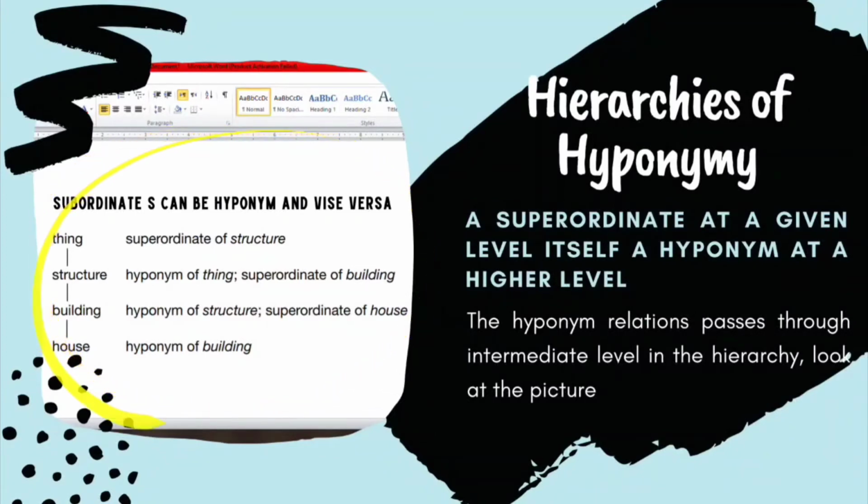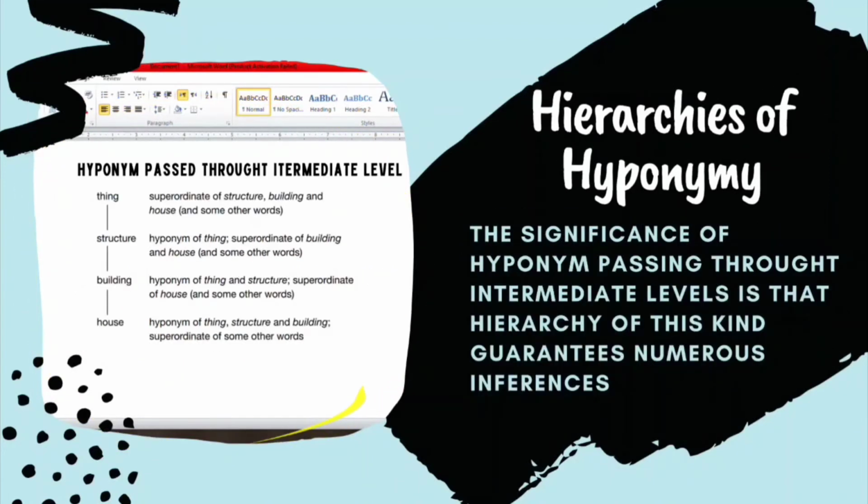This picture says a house is a hyponym of building. Building is the superordinate. A house is a hyponym of the superordinate building, but building is in turn a hyponym of the superordinate structure, and in this turn, structure is a hyponym of the superordinate thing. A superordinate at a given level can itself be a hyponym at a higher level, as in this picture.